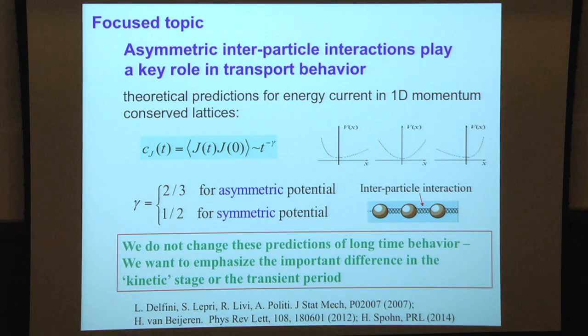And indeed, the problem we asked has an answer in the case of one-dimensional systems. In the case of asymmetric potential, the heat conduction, the energy carried autocorrelation will decay in this power-law manner. And the index is 2/3 for asymmetric potential, and 0.5 for symmetric potential. So this question has a solution.